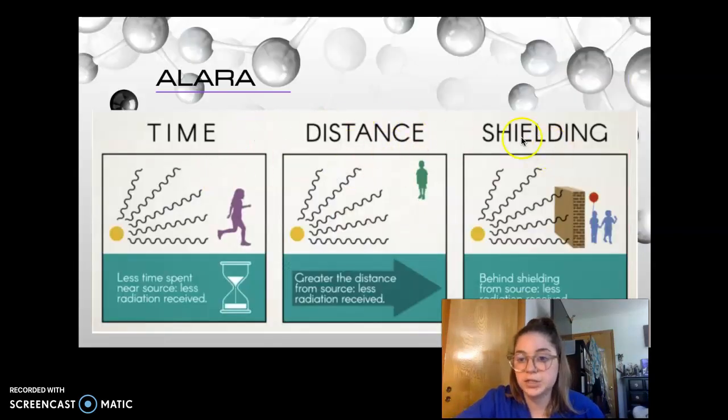So here is just a picture, just a summary of ALARA. Like I said, for time, less time spent near a radioactive source, the less radiation received. Distance, the greater the distance from the source, the less radiation received. And shielding, being behind shielding from the source exposes you less.